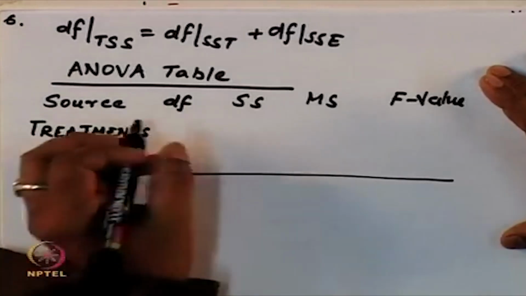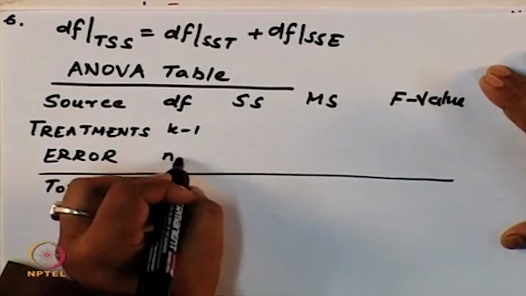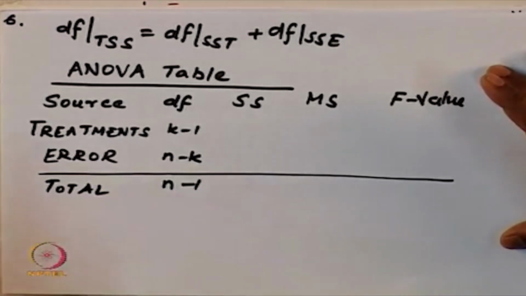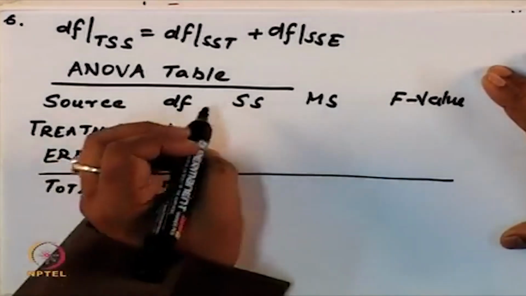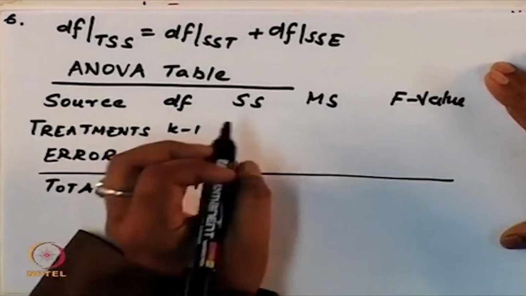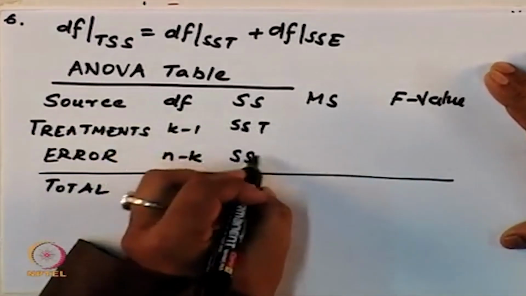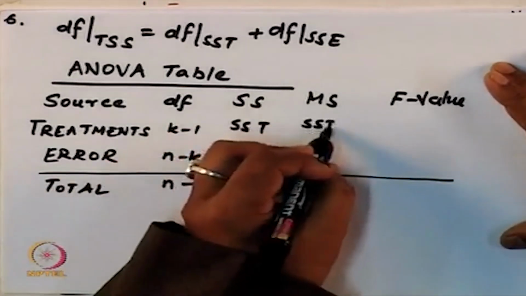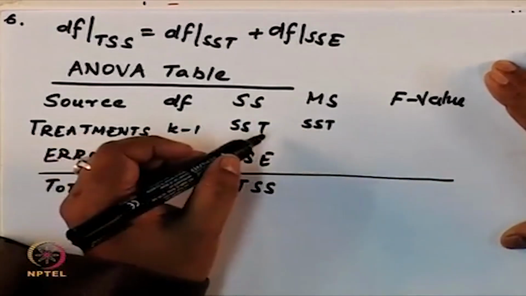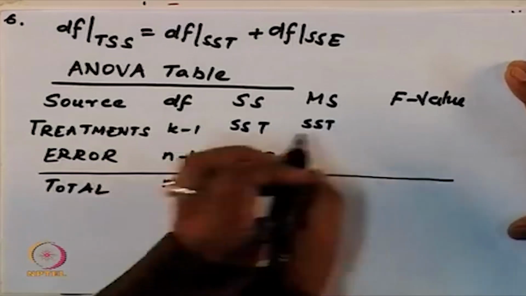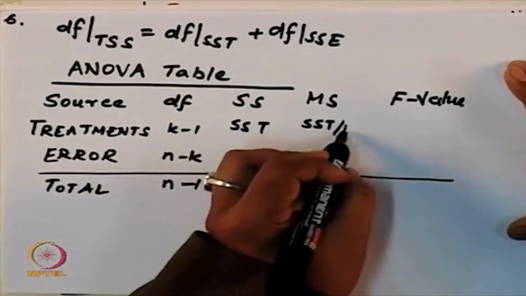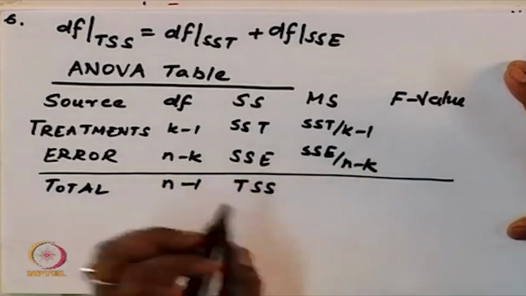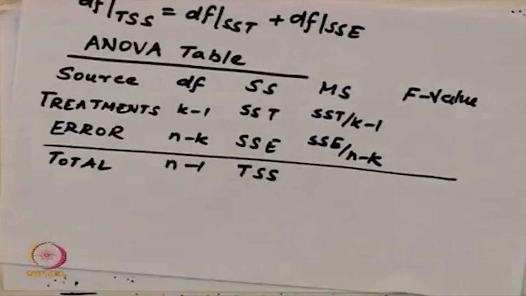Okay. So, this is k minus 1, this is n minus k, this is n minus 1. Okay. So, you can calculate this as, so you just write SST or SSE, and this is your TSS. This is given by SST. So, this is the mean square, either the mean square of treatments or mean square of error, and this is given by SS divided by the corresponding degree of freedom. Okay. So, this gives you the mean square value.